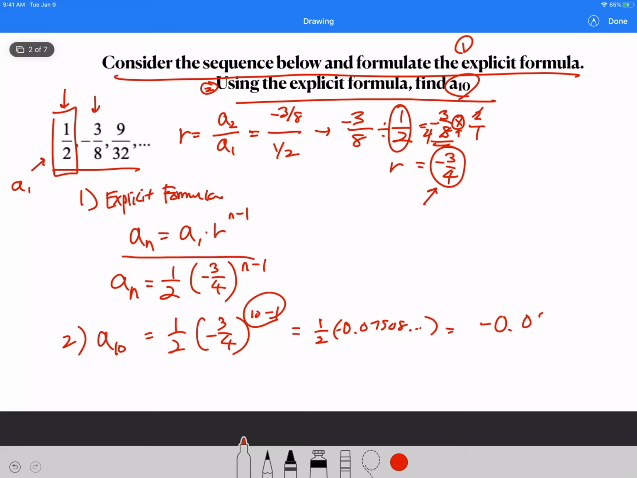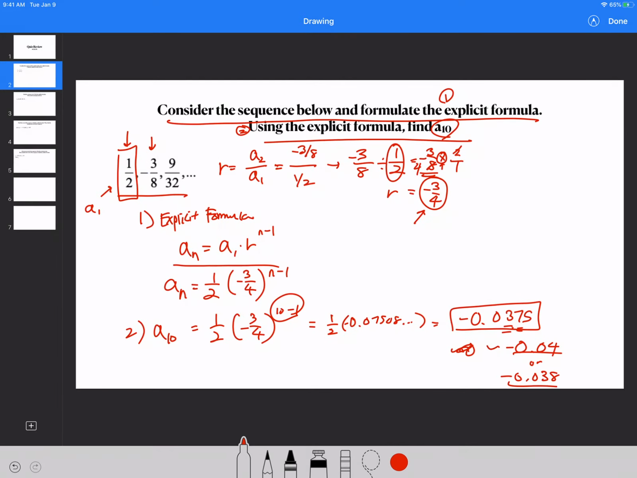and my final answer will be negative 0.0375. I will specifically ask you to round your answer to the nearest, let's say, 100th or 1,000th place, but it's really just up to you to decide that. I won't really mind it. So for example, if you round this to negative 0.04 or negative 0.038, those two will all be acceptable for me.